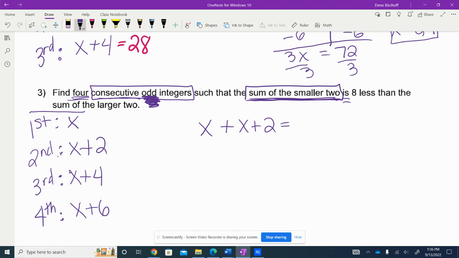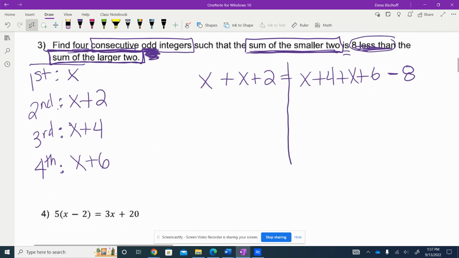Is, we know that is an equal sign. 8 less than, that's that weird subtraction. What happens when I see 8 less than? I'm going to subtract it when? At the end, right? 8 less than, we subtract it at the end. The sum of the larger 2. How do I show the sum of the larger 2? Tyler? X plus 4 plus X plus 6. Good job. X plus 4 plus X plus 6. And then I have to do the minus 8. That's what was at the end.